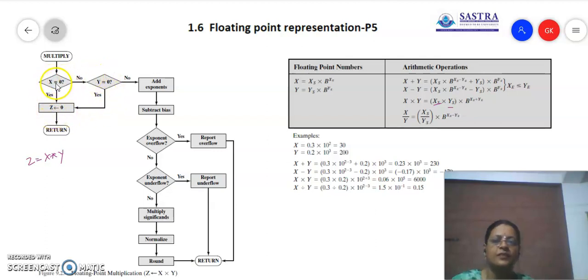So we check for zeros in the two operands, and if they are not 0, then we proceed with the normal multiplication in this flow. There is nothing to do with the significand here, because we are not going to adjust the significand. We simply find the product of the significands, and we have to add the two exponents.